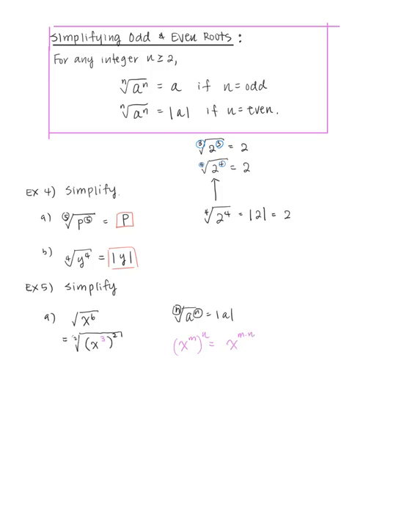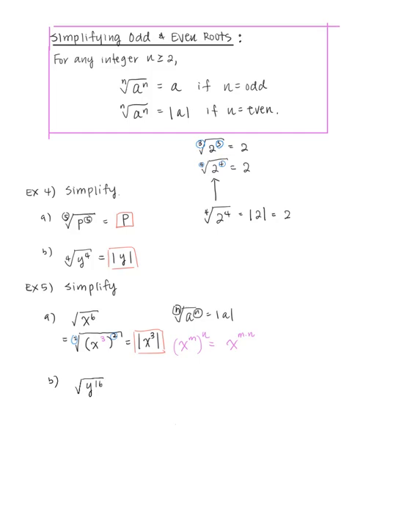And now, the index and then the power match up. You can think of it as they're going to cancel each other out, and what's going to come out is, remember, this is an even root, so absolute value is necessary. So here you're going to have the absolute value of just x to the 3rd. So that's going to be the answer.